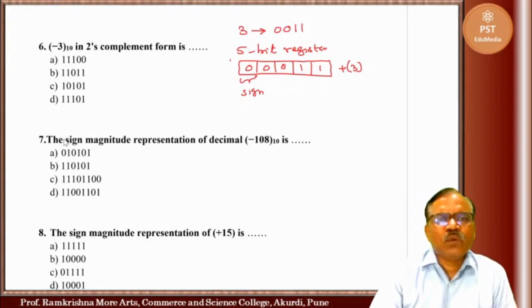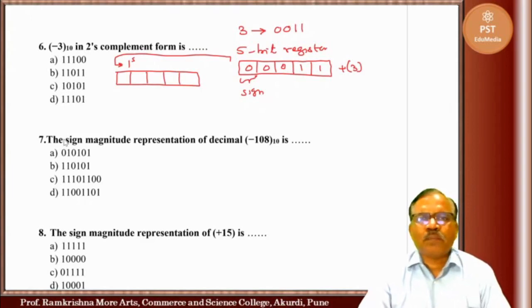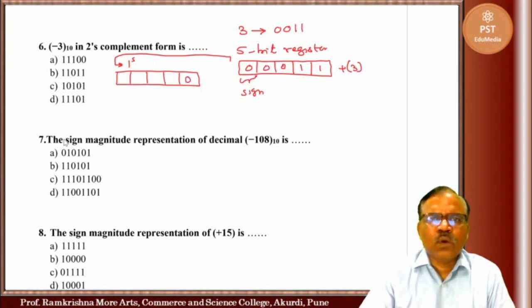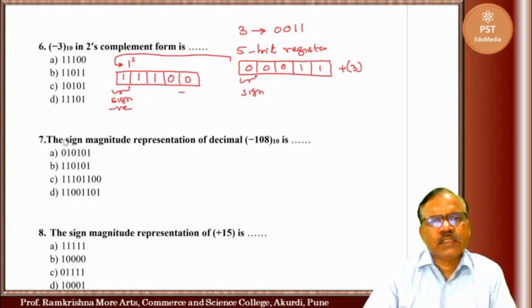Then first we will find the 1's complement. Again a 5-bit register, 1, 2, 3, 4. Now the complement is 1, 1, 1, 0, 0. The sign here is 1, so it is a negative number. So this represents minus 3 in 1's complement.